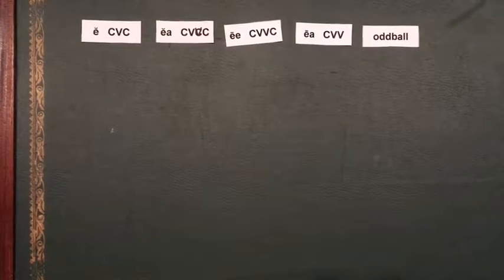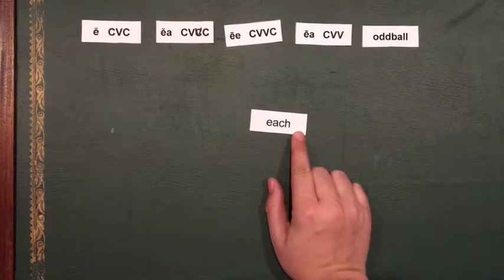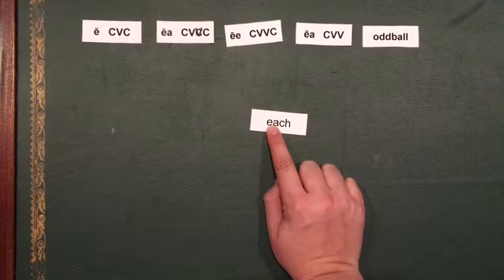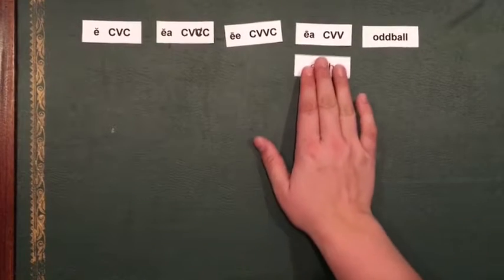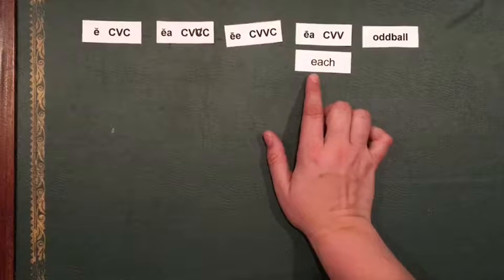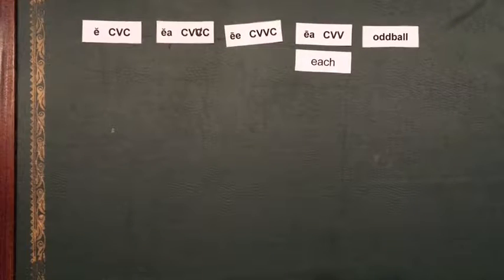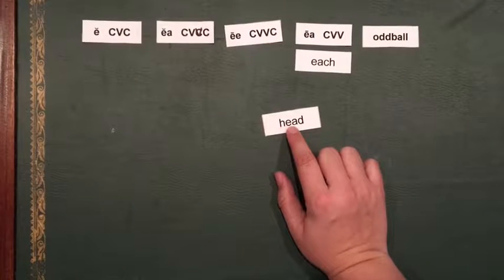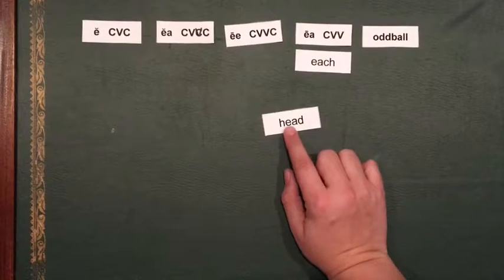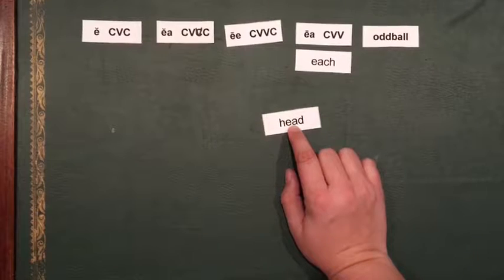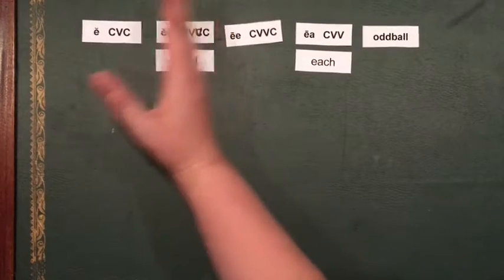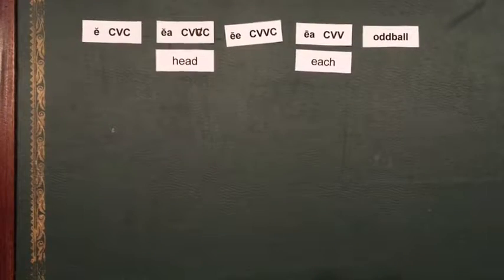So our first word is each. Listen to it. Each. We know that is long e, so it's going over here in the long e column with ea. Now let's try head. Do you hear the long e or the short e? Eh. I hear the short e, which is spelled ea, so it goes in the short e, ea column.